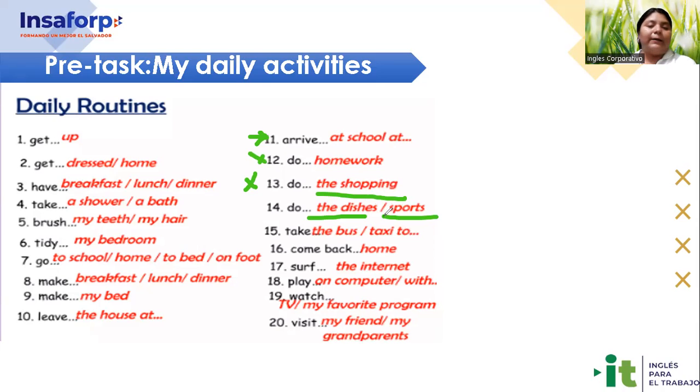Do sports. Take the bus. Take the taxi. Okay. Come back home. Okay. Aquí pueden ir modificando, miren. Estos son phrasal words que van cambiando, pueden tener más de un significado. Esos son los que estamos viendo acá, pero ya cuando combinamos con algunas otras palabras, ya pueden tener más de un significado. Come back, surf.